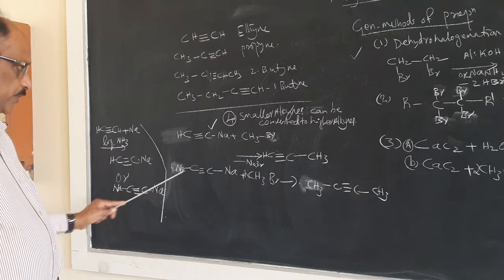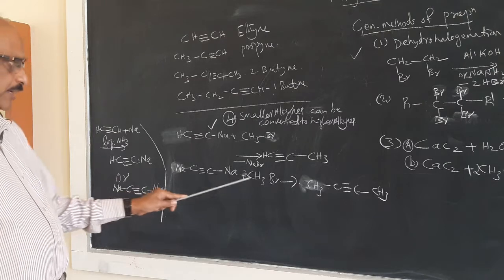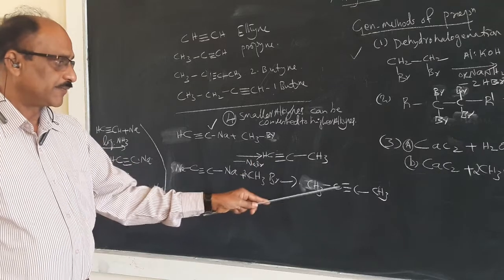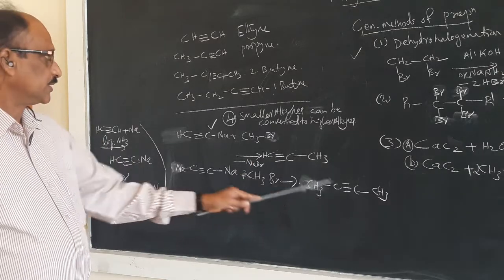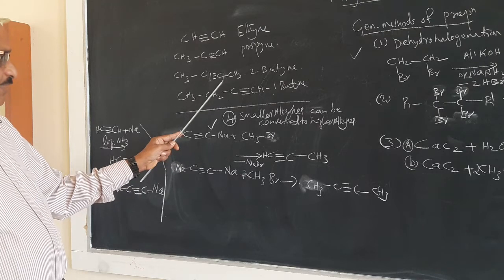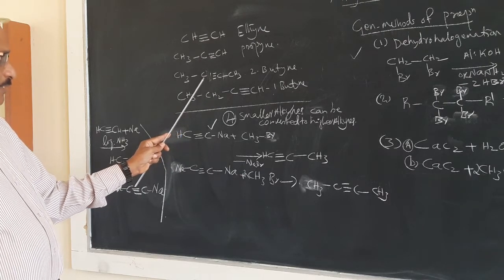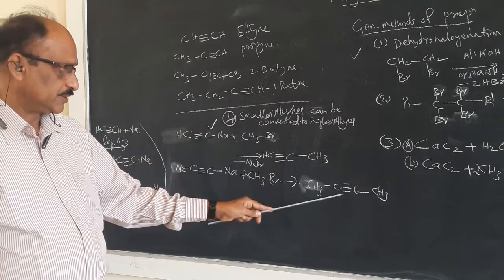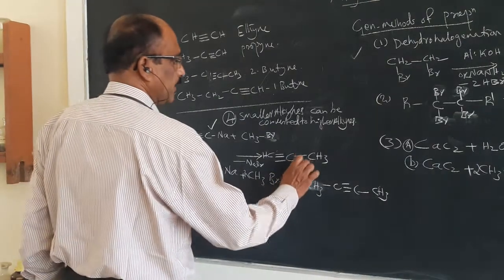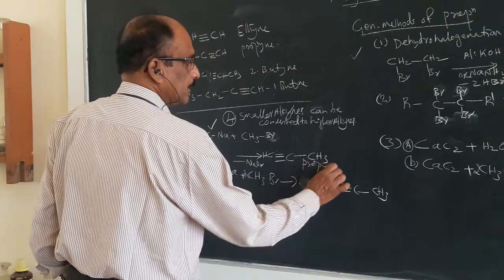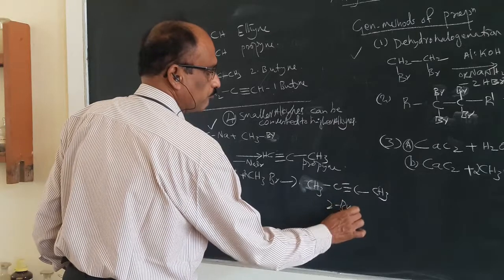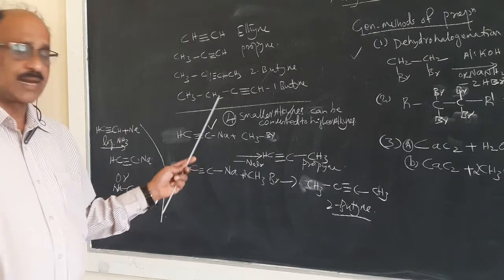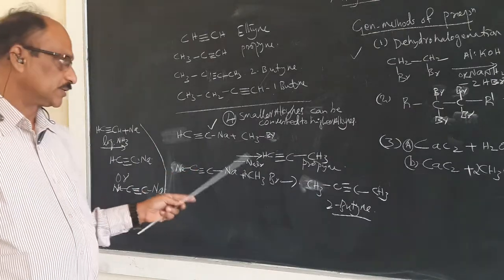Again, disodium acetylide you can treat with methyl bromide, two molecules, and you will get another molecule. Which one is this? This molecule, CH3, C triple bond C, CH3, single bond. That is 2-butyne. This is propyne, and this one is 2-butyne. So what I am telling is, you can convert a smaller alkyne into a higher alkyne by this method.